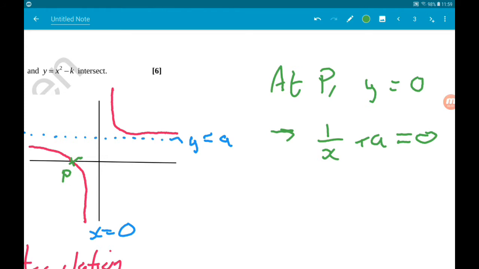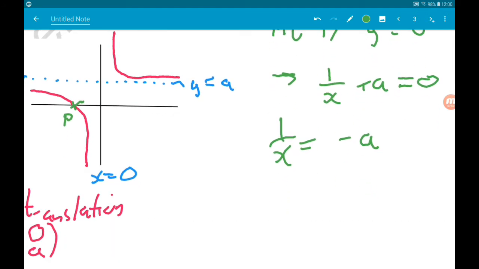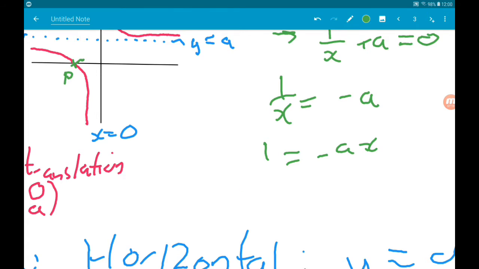So, if we subtract a, we get 1 over x equals minus a multiplied by x. 1 is minus a x. Divide through by minus a. Minus 1 over a is equal to x.